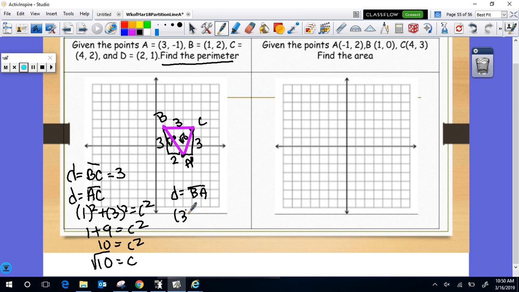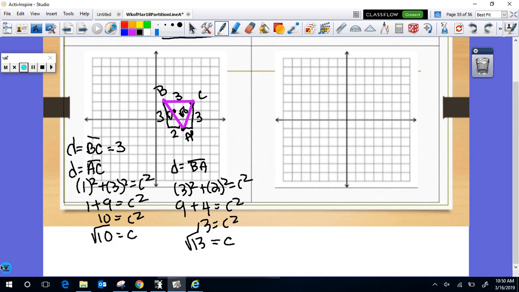BA is 3 squared plus 2 squared equals C squared. 9 plus 4 equals C squared. 13 equals C squared. The square root of 13 is C. Now to get the perimeter, which means to add all the sides together, so you get P equals 3 plus the square root of 10 plus the square root of 13.